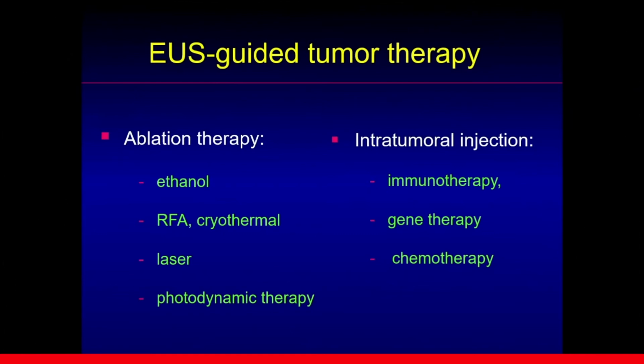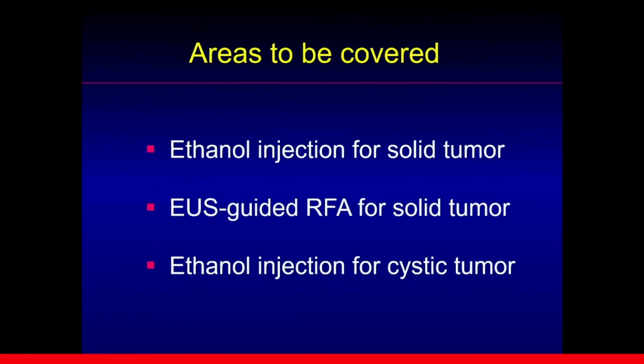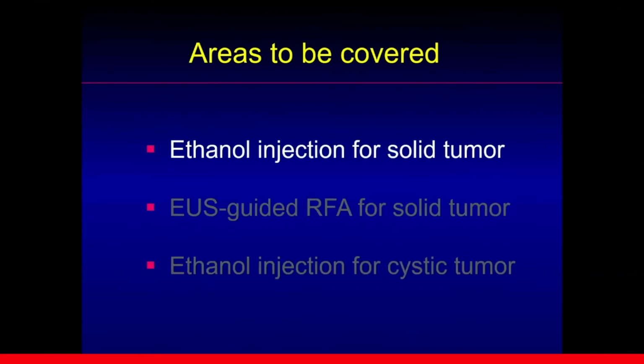EUS-guided tumor therapy is actively investigated by several methods: ablation therapy using ethanol, RFA, laser, or PDT. Intratumoral injection of gene or immunoagent or chemoagent has been tried for a long period of time, showing variable results. Among these, what I think will be useful in the near future are ethanol injection for solid tumor, like previous case, or EUS-guided RFA for solid or cystic tumor, and ethanol injection for cystic tumors. So I would like to touch each method briefly.